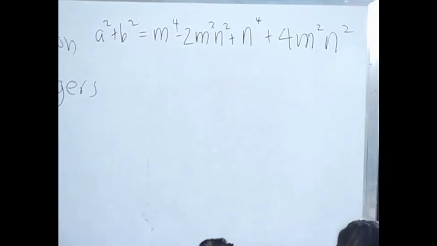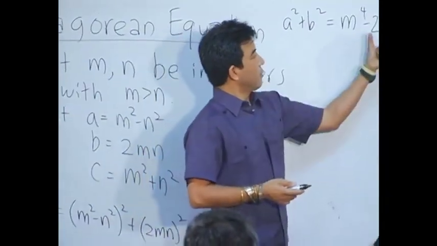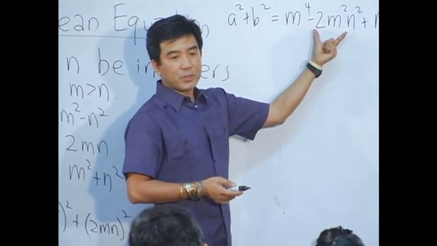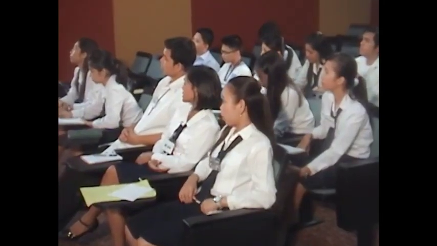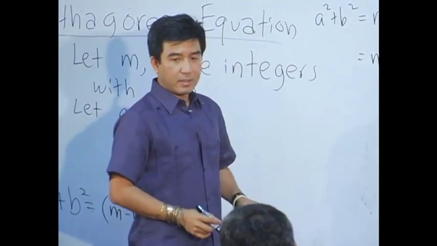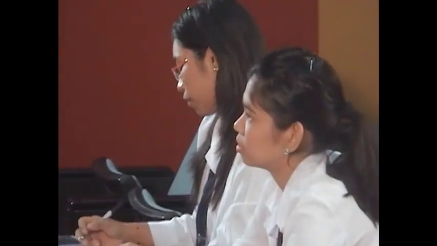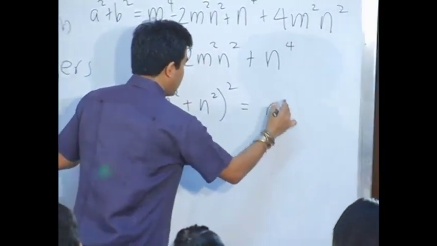So if we perform the algebra, we get a squared plus b squared is equal to this thing. But we can combine negative 2m squared n squared with positive 4 m squared n squared. So we get m to the 4th plus 2m squared n squared plus n to the 4th. And we can factor this. This is nothing but m squared plus n squared, squared. But m squared plus n squared is equal to c, so this is c squared.